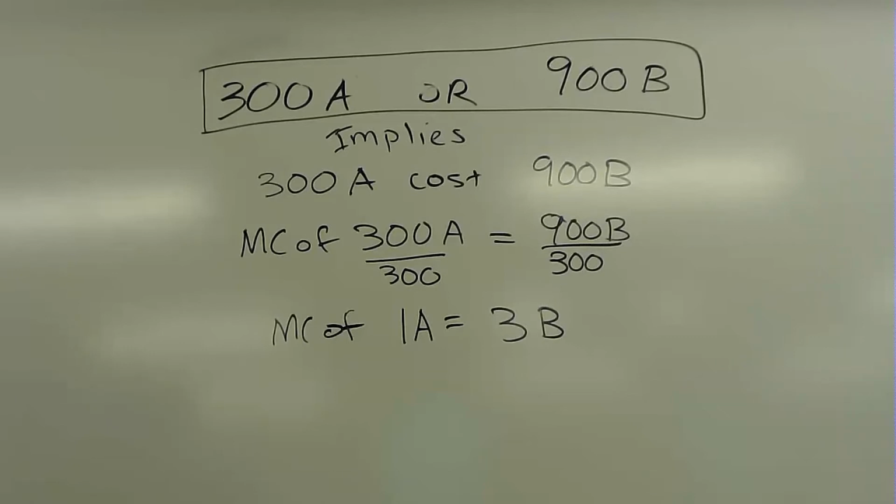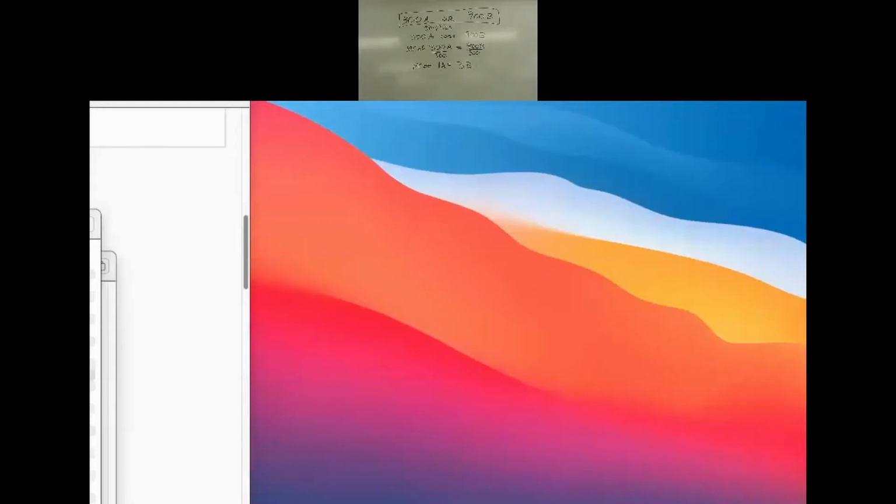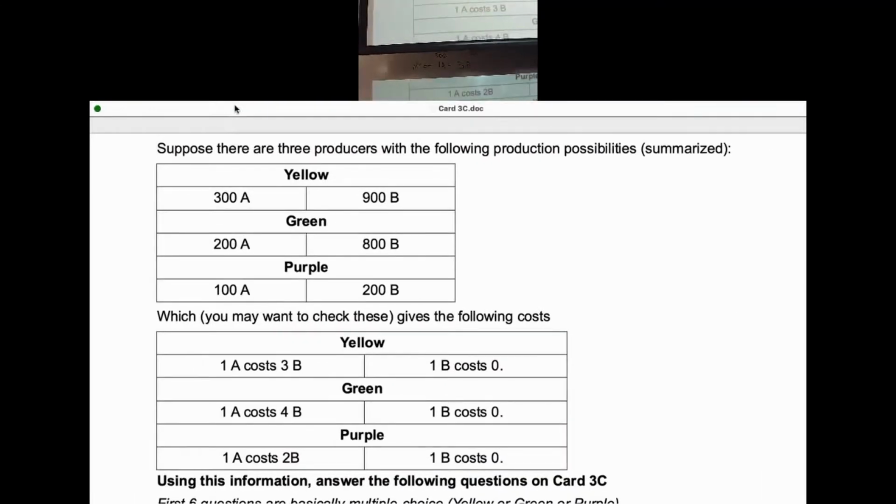Now, let me go back to the handout here. Which again, we started off with the same region, whatever it is. And on this one, we already know, because I basically kind of told you that, right? 1A costs 3B. We worked that out, right? Suppose, though, we wanted to make 1B.